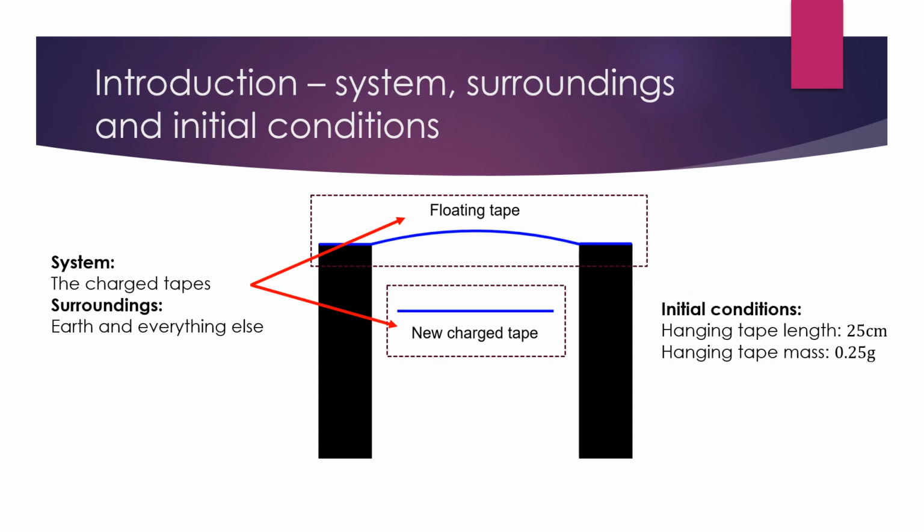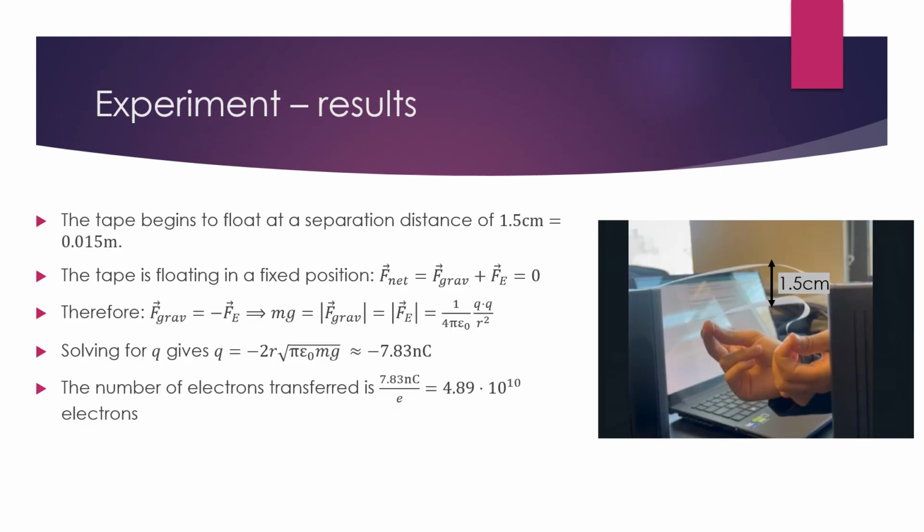The system consists of the charged tapes, while the surroundings are everything else, including Earth. For the initial conditions, the length of the tape is 25 centimeters and its mass is 0.25 grams. After conducting the experiment, we measured that the tape begins to float when the separation distance is 1.5 centimeters, as seen in the image. Because the tape is floating in a fixed position, its net force must be zero. Therefore, the force of gravity is opposite in direction and equal in magnitude to the electric force.